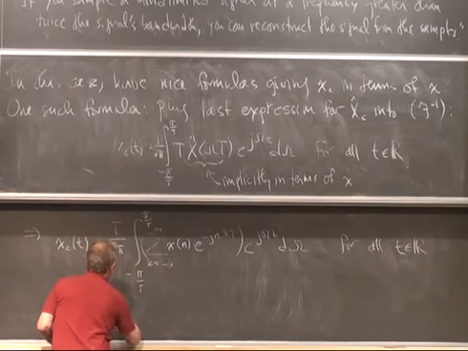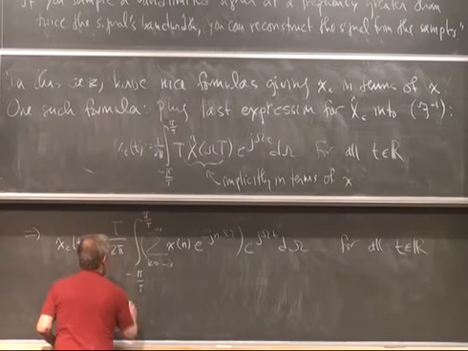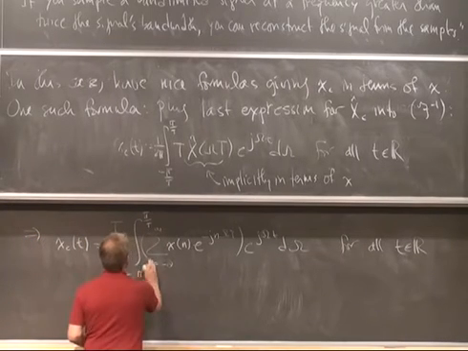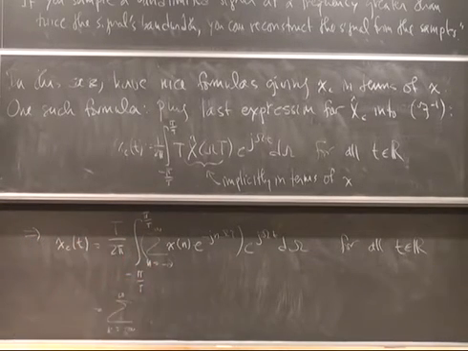Sum over k. I don't know why I'm going through this. Or sum over n. There should be n here, right? All these should be sum over n. I'm so used to doing sums over k. There. Those are all sums over n.